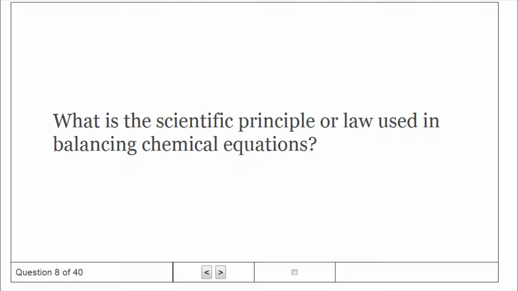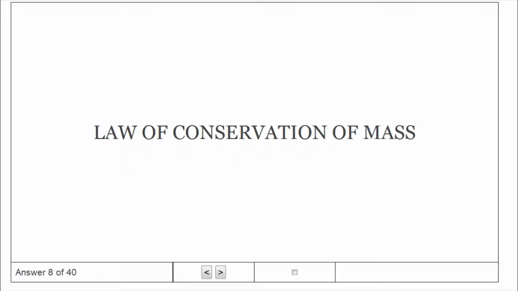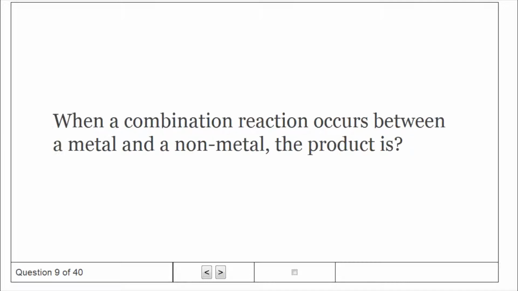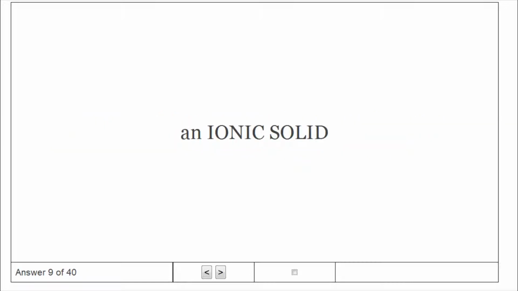What is the scientific principle or law used in balancing chemical equations? Law of conservation of mass. When a combination reaction occurs between a metal and a nonmetal, the product is an ionic solid.